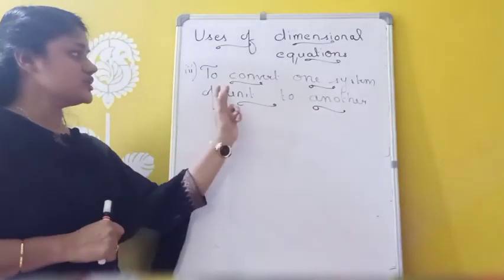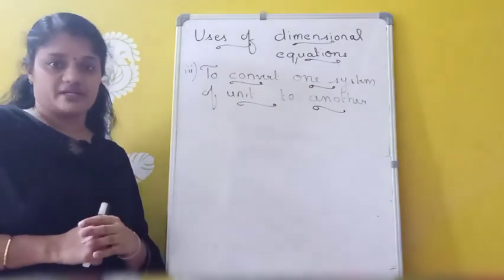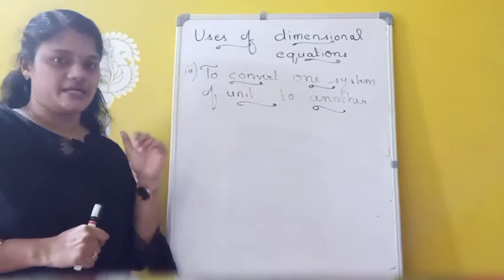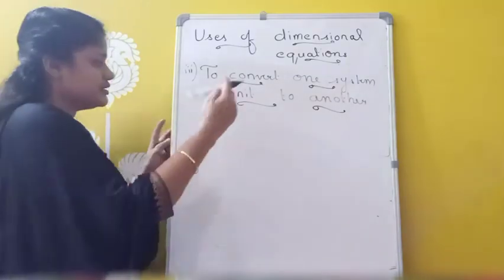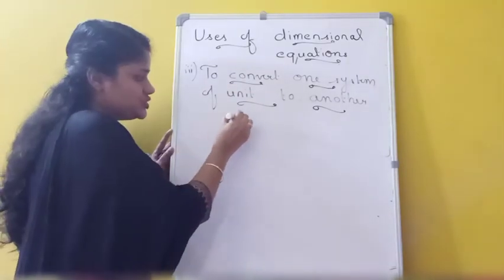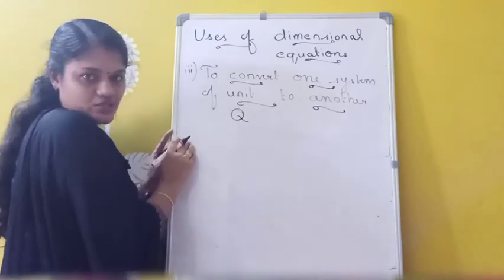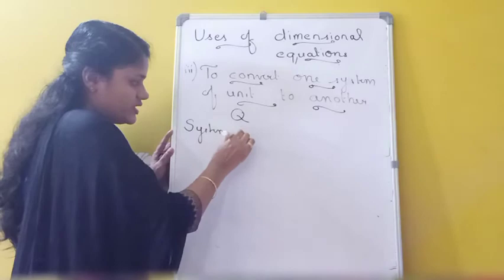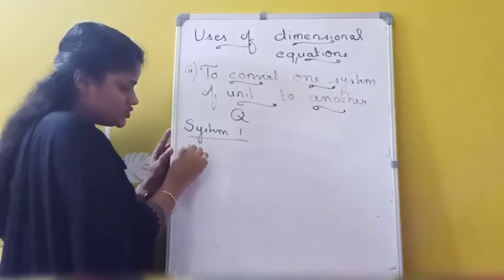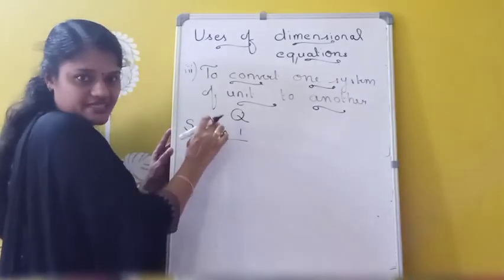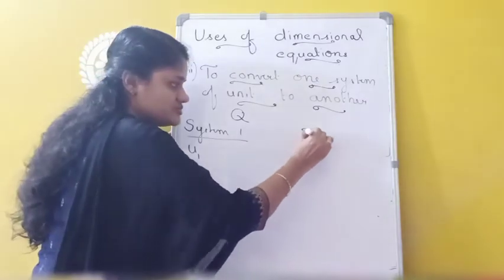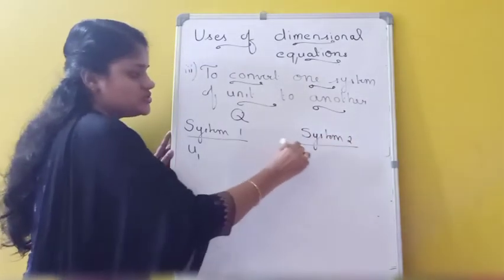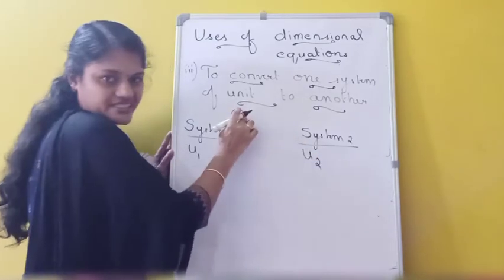Third use is to convert one system of unit into another. In order to convert one system of unit into another, we can use dimensions. Suppose we have a physical quantity Q. In one system, system 1, suppose U1 is the unit of this physical quantity, and in another system, system 2, suppose U2 is the unit of this physical quantity.